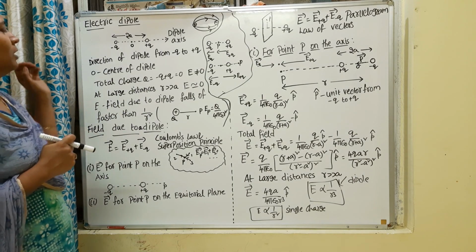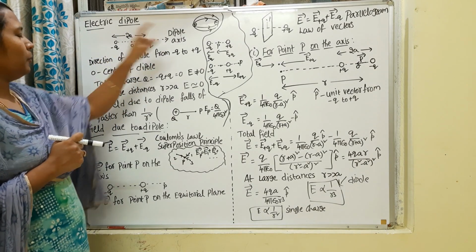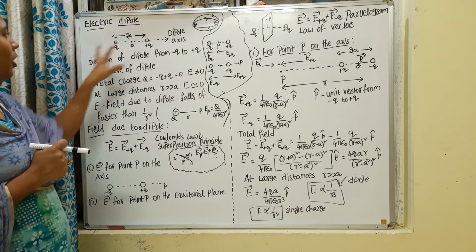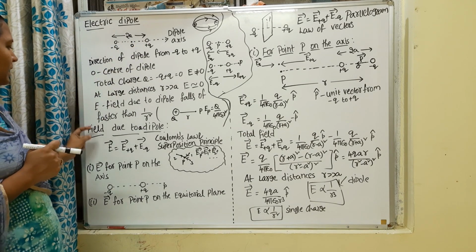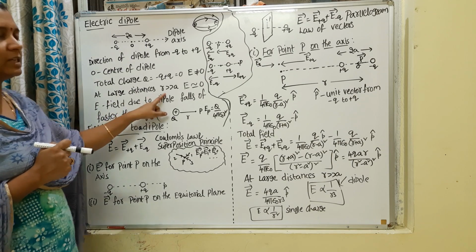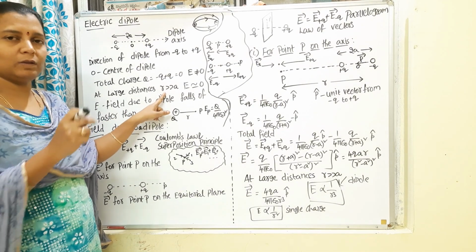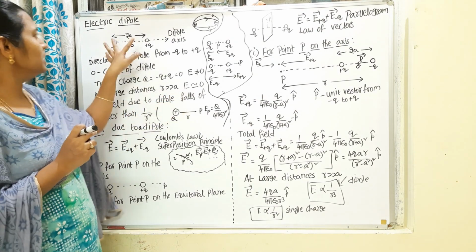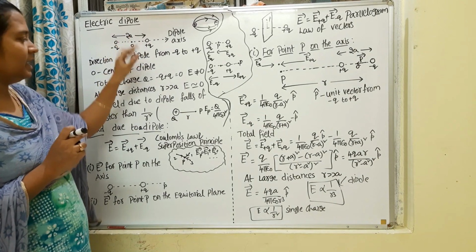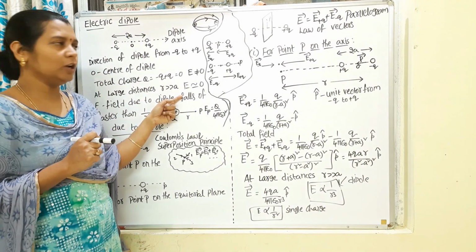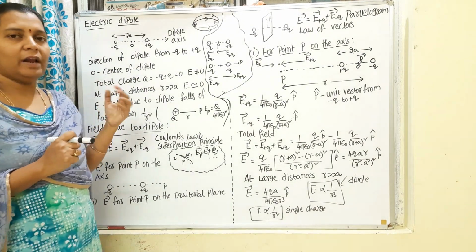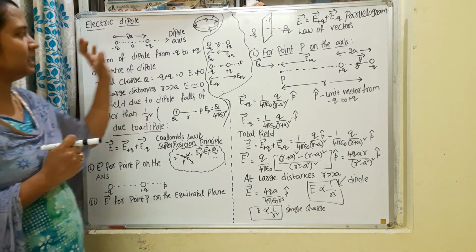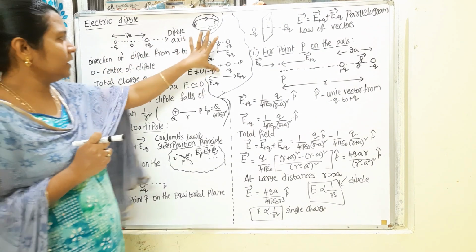Suppose we consider a point P at a large distance r, where r is very much greater than the distance between the pair of charges. In that case, the electric fields due to this pair of charges are equal in magnitude and opposite in direction, so they cancel out. That we will observe in an example.